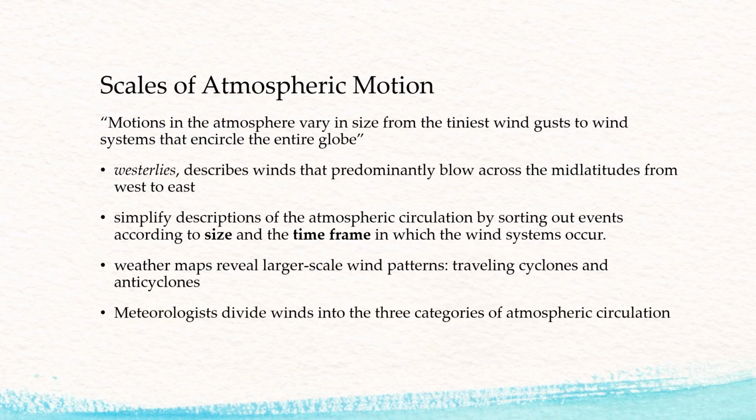Also, meteorologists divide winds into three categories of atmospheric circulation: the microscale, the mesoscale, and the macroscale. So keep in mind that motions in the atmosphere vary in size from the tiniest wind gust to the wind systems that encircle the globe. That's why it's important to simplify the description according to size and time frame, and that's how meteorologists divide this into three categories. And we're gonna check this one by one.